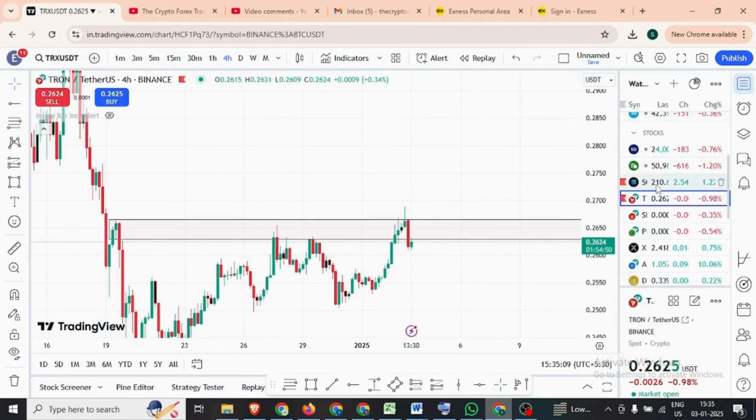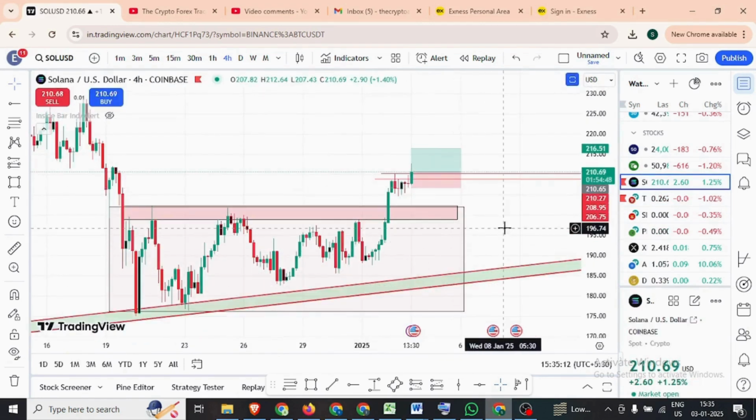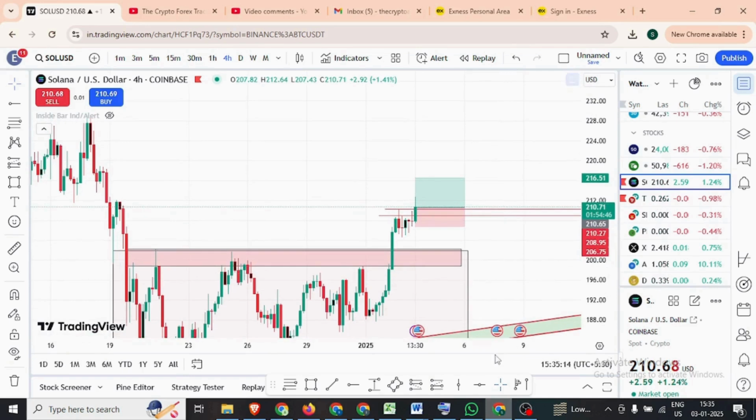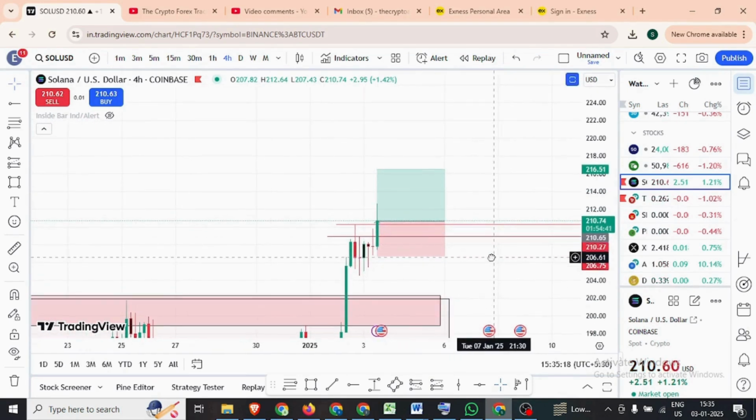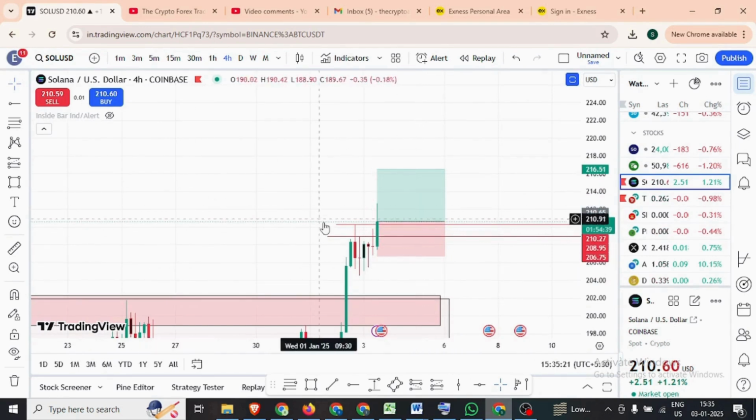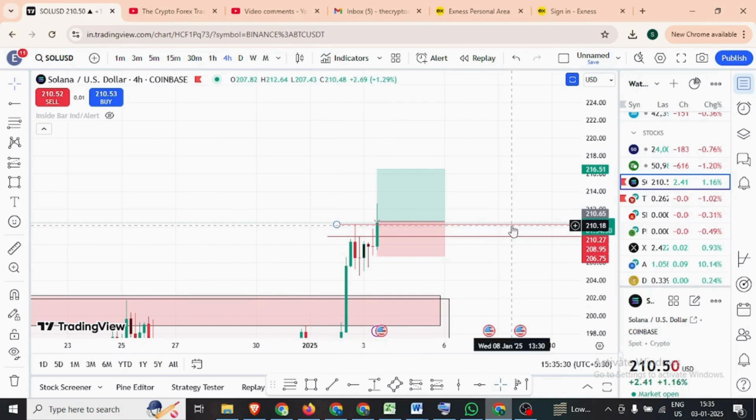These are two cryptocurrencies which I have found for you guys for a swing trade setup, right? Let's recap this. The first one is Solana USD on a 4 hour time frame. This is our entry level at one. Okay, this is our entry level, that is 210 USD dollars, right?